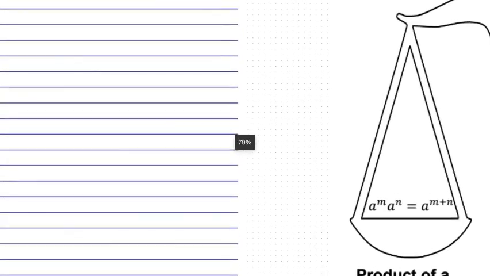We're going to start by taking notes in our journal. So the title of this, you can have your EQ on there, but also write this on the top line. Multiplication and exponents.